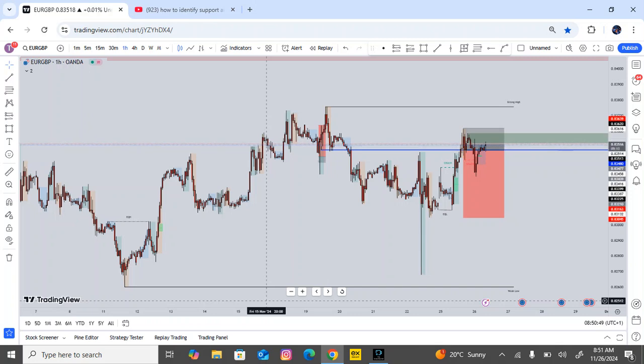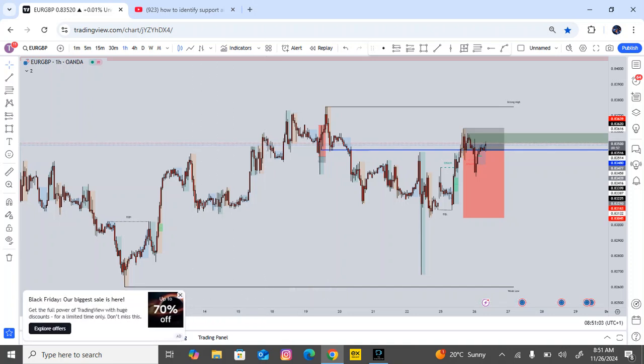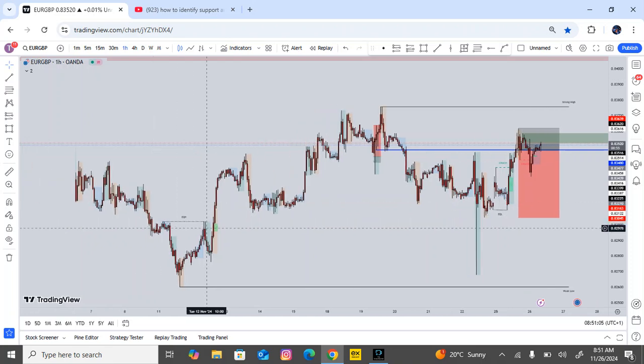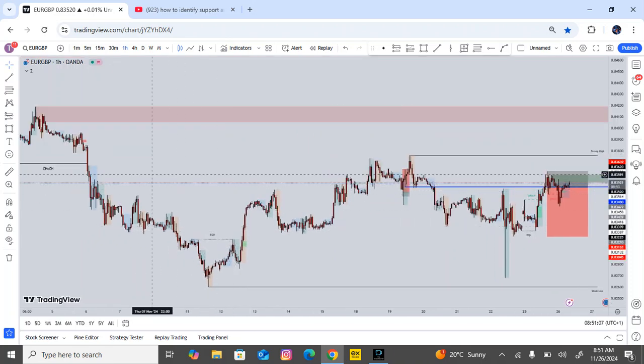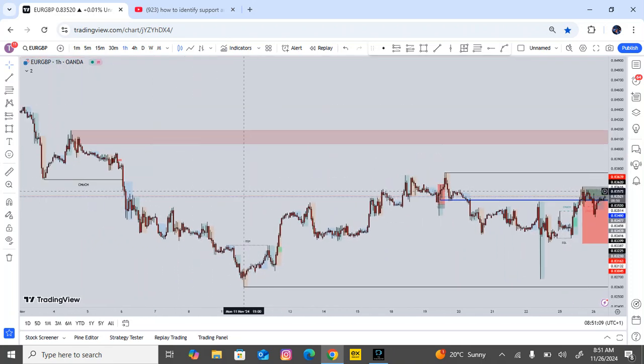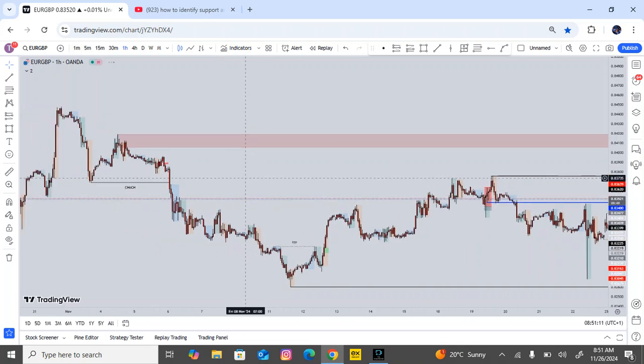You can use support and resistance. You can use trend lines. You can use supply and demand based on past history. So today I'm going to be talking about support and resistance, how to identify support and resistance. All right. So right here, this is the GBP chart, and I'm going to be explaining and identifying the support and resistance in this chart.